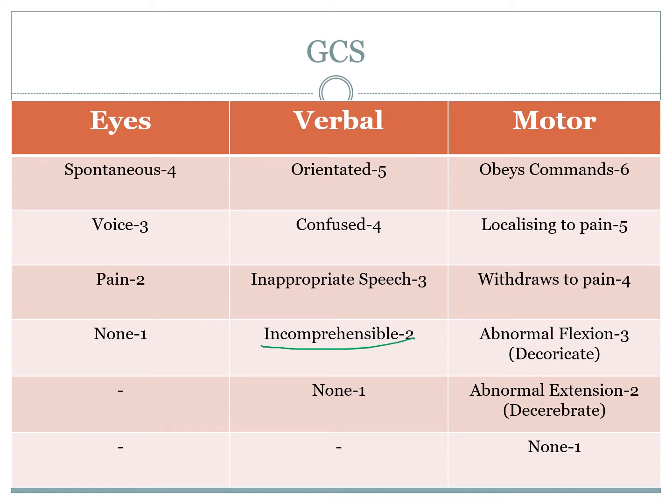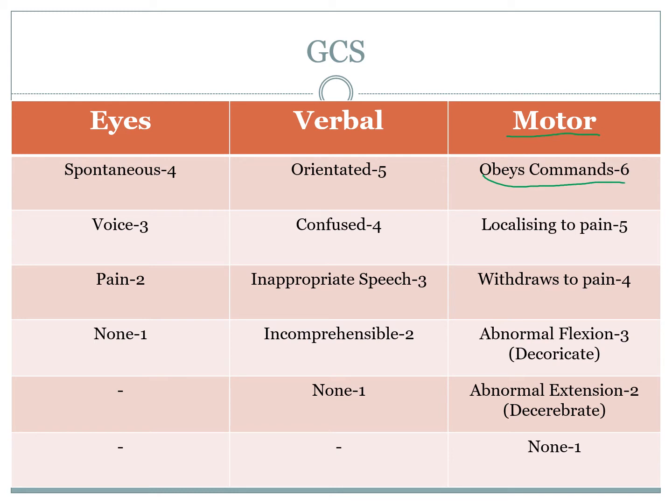Incomprehensible is nice and simple. It doesn't mean they're saying words you don't understand. It means that they're grunting, groaning, making sounds, mumbling under their breath, that sort of thing. So that's what we're looking for when we're dealing with the verbal response. Motor responses are notoriously difficult once we get down past 4. The 6, obeys command, is nice and easy.